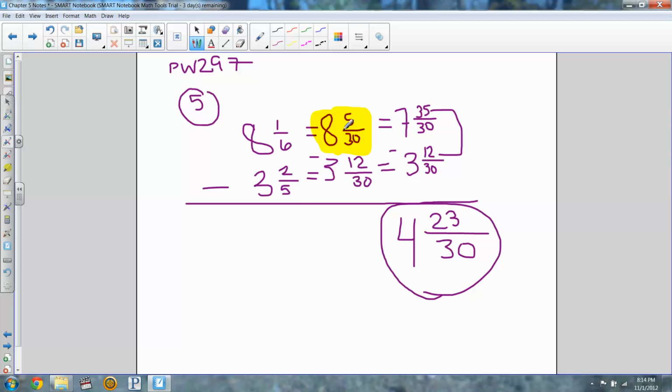Remember, my first step was to rewrite with the least common denominator. So I found my least common denominator of 30. That's why I have 8 5/30 and 3 12/30. Remember, I can't do 5 minus 12. That gives me a negative number, not acceptable. So I'm going to rename 8 5/30 into 7 35/30. I make this an improper fraction. Now I can do 35 minus 12 to get 23/30. Subtract my whole numbers, and I get 4.